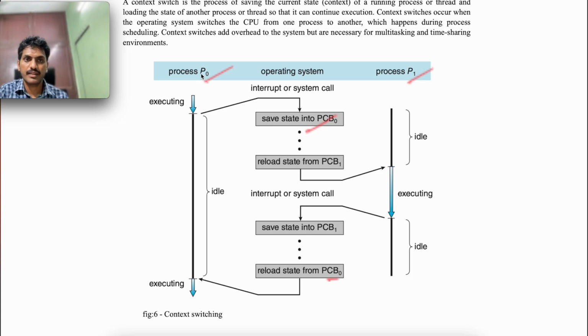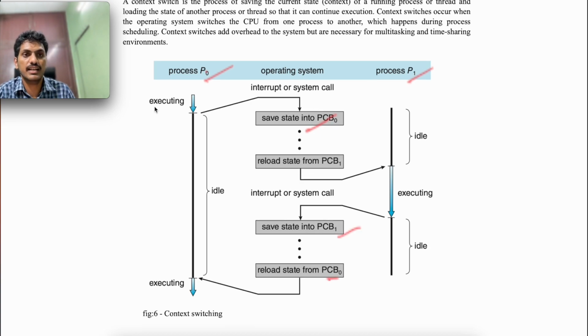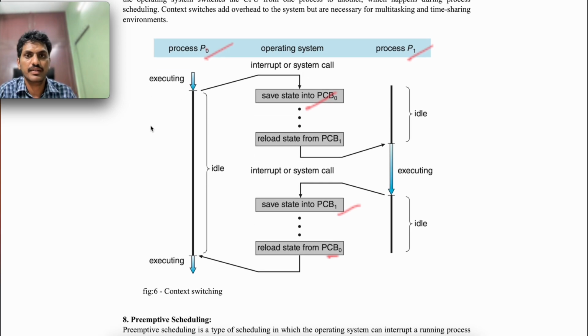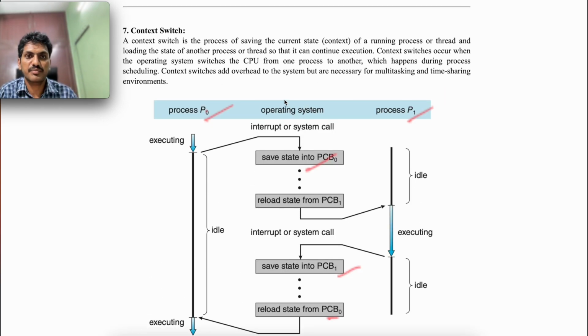Saving P0 to give a chance for P1. Here saving P1 to give a chance for P0, right? This is the context switching. You can read more details from this passage.